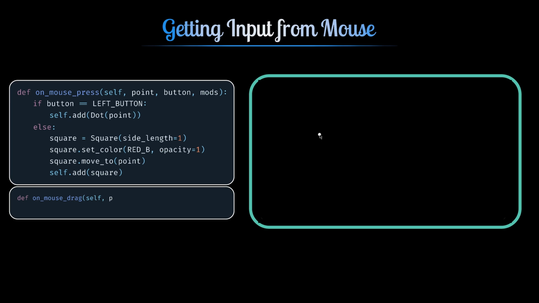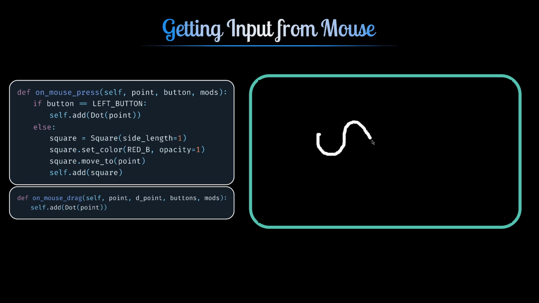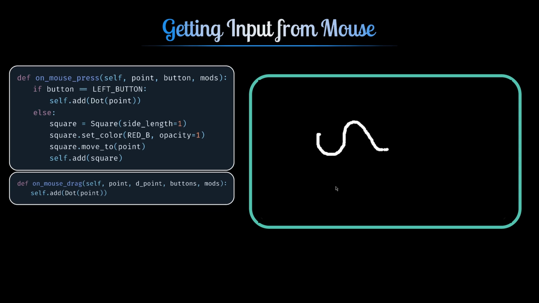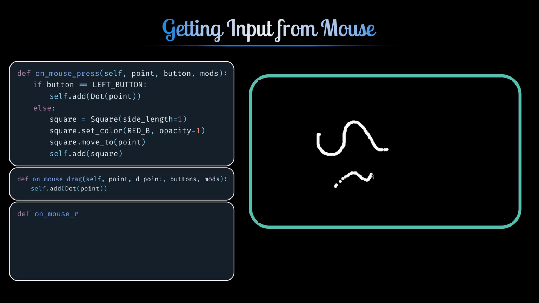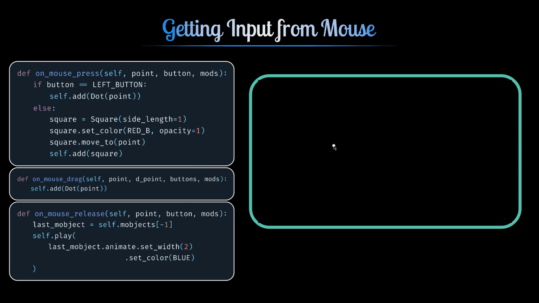Instead of clicking, let's add the dots while I drag the mouse. The d point parameter here reflects the change in the mouse position while dragging it. And this will come in handy when you want to shift some object by some specified amount. Let's change the behavior of mouse release. And with this code, I'm changing the width and color of the last M object in the scene.